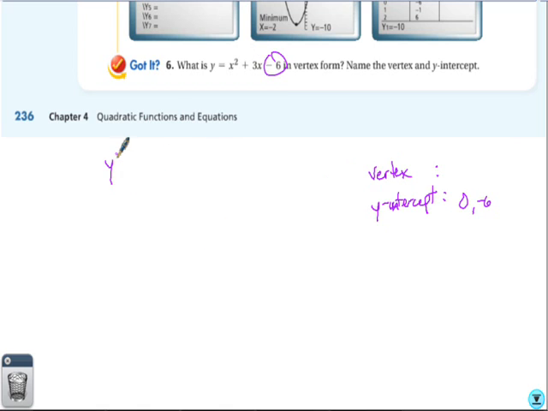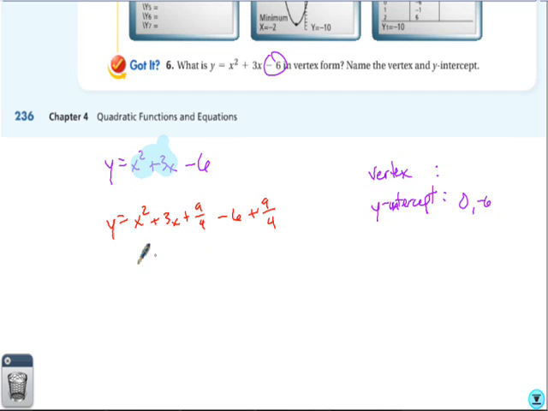So y equals x squared plus 3x minus 6. I'm going to change the way that looks. I'm going to complete the square just with this part right here. Half of 3 is 3/2, and square that, and it's 9/4. So this becomes y equals x squared plus 3x plus 9/4 minus 6 plus 9/4. I have to do it twice.